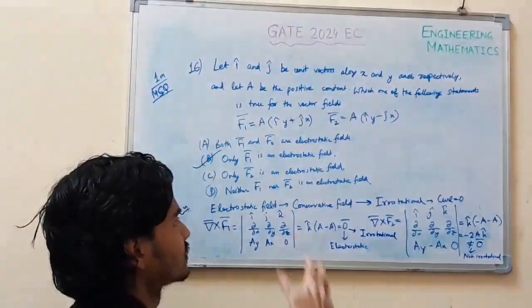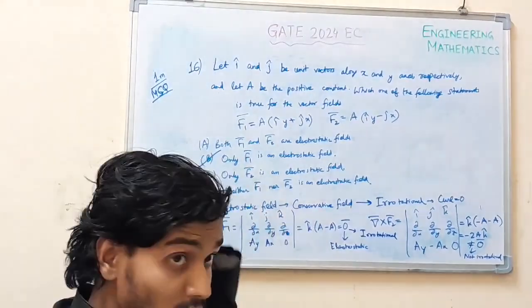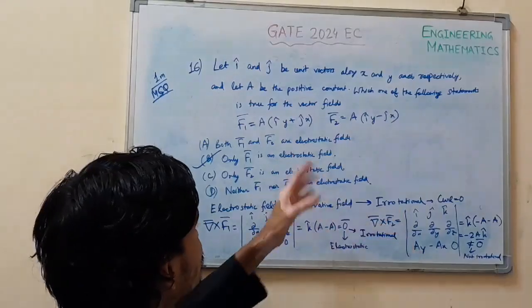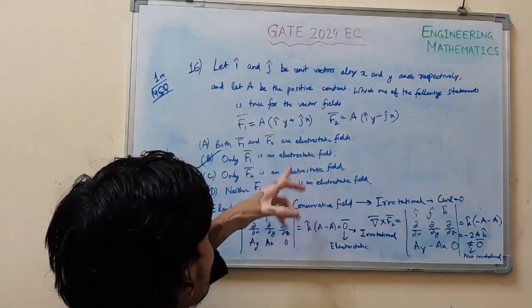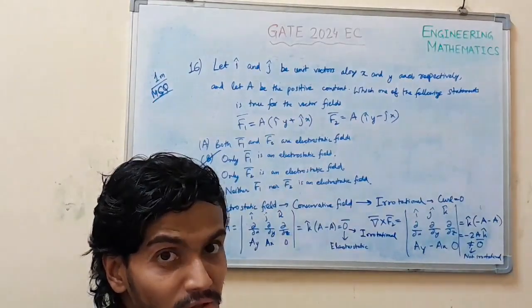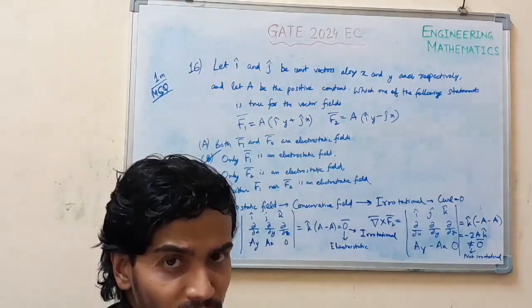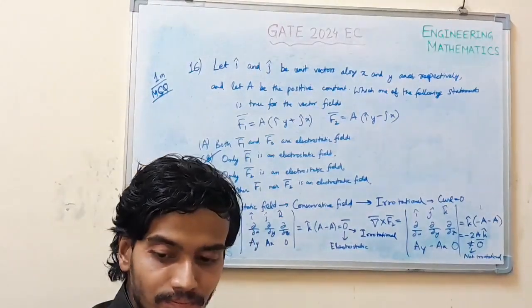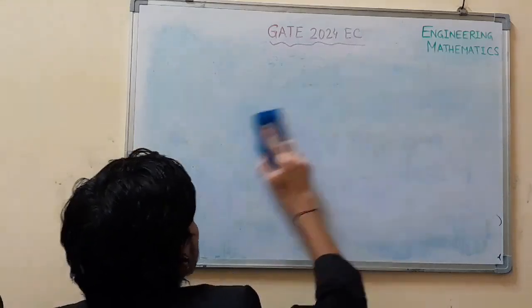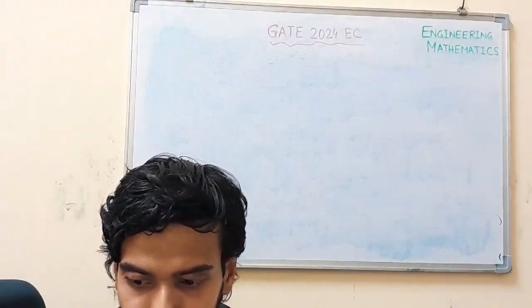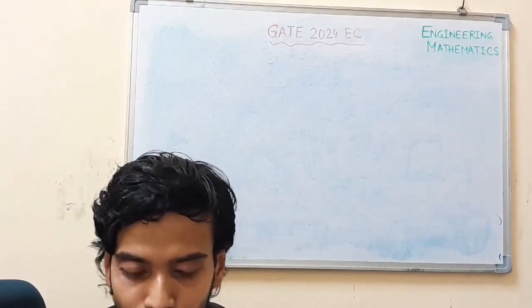I have explained the approach of finding the curl, and from it concluding whether the vector fields represent an electrostatic field, with proper explanation. If the solution is clear, and still any doubts or queries, please feel free to ask in the comments. And that's all the solution to this question. Moving on to the next question.